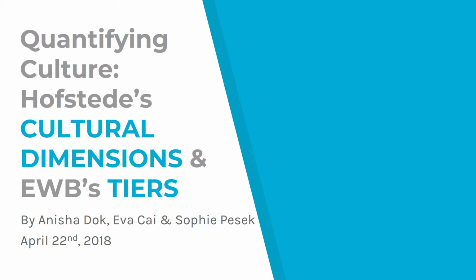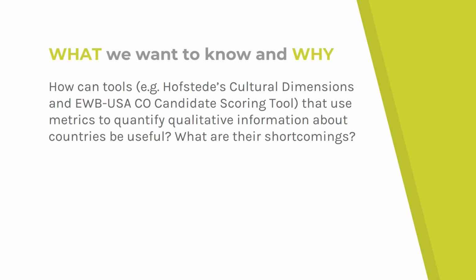I'm Eva. And we're going to be talking today about quantifying culture, how to use Hofstede's cultural dimensions, and EWB's tiering system. Essentially, these tools are ways of quantifying and qualifying different aspects of culture. We were wondering at the start of our research for this presentation how we can use these metrics to best quantify information about culture and countries, and how we can best apply this information to Engineers Without Borders.